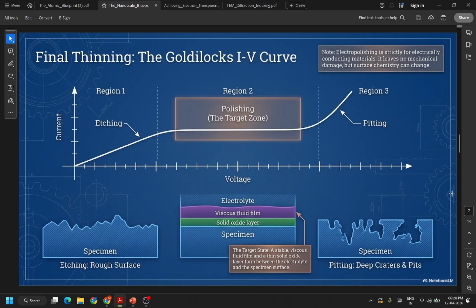If your voltage is too low, then it will result in etching, and if your voltage is too high, then it will result in pitting. So you need to keep the voltage and current appropriate in the polishing zone. The target state is a stable viscous fluid film and a thin solid oxide layer that forms between the electrolyte and the specimen surface, which protects it from etching or pitting.